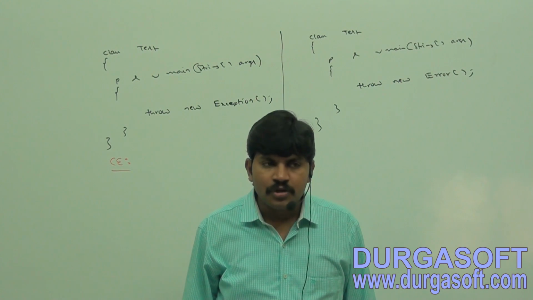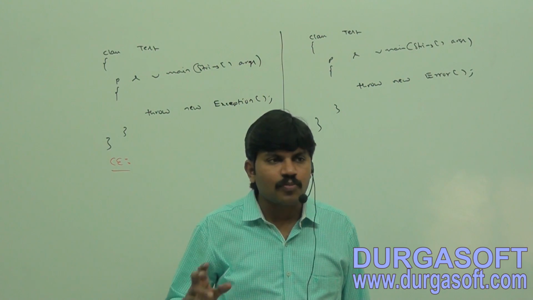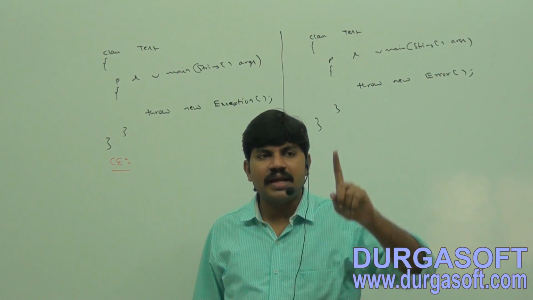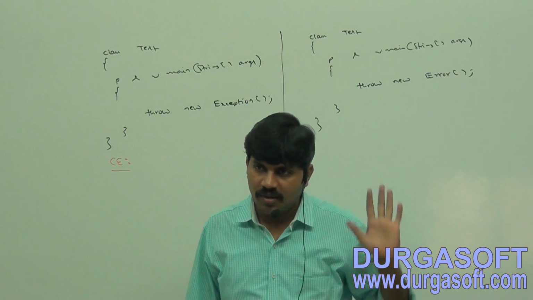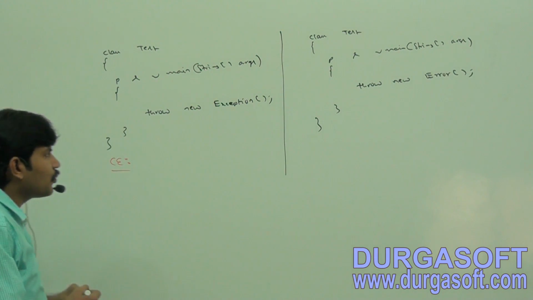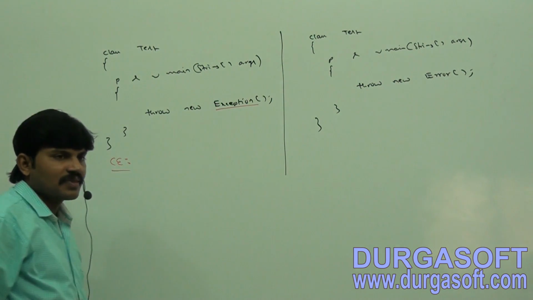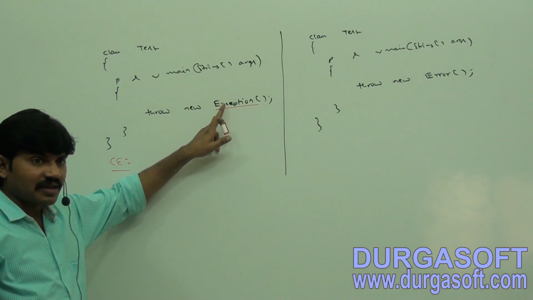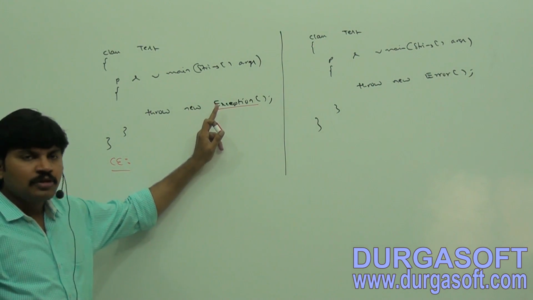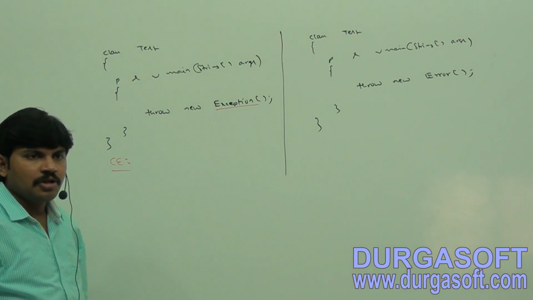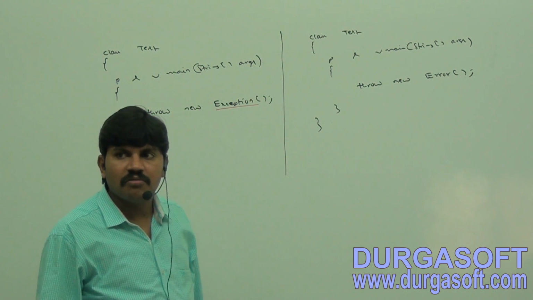In our program, if there is a chance or possibility of raising a checked exception, we should compulsorily handle it, otherwise the code won't compile. Are you getting it? Sir, in our program there is a chance of raising a checked exception. Exception is nothing but checked or unchecked? Checked exception. Sir, you are throwing a checked exception. There is a chance of raising a checked exception. Immediately the compiler is going to ask where you are handling.